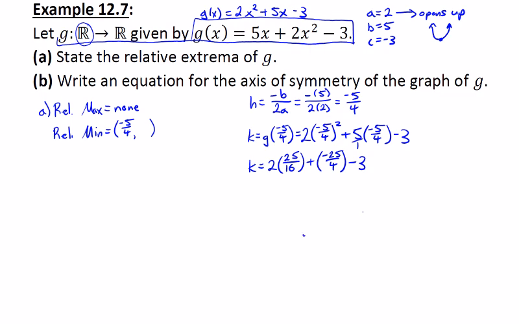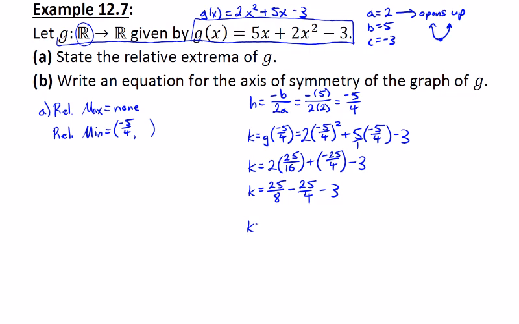Continuing with the first term, I still need to multiply 2 with 25/16. That's going to end up being 25/8, and I'll have minus 25/4 minus 3. So that takes care of substituting negative 5/4 into the g of x equation, but now I would want to combine these terms together and make sure that it's just one single value.